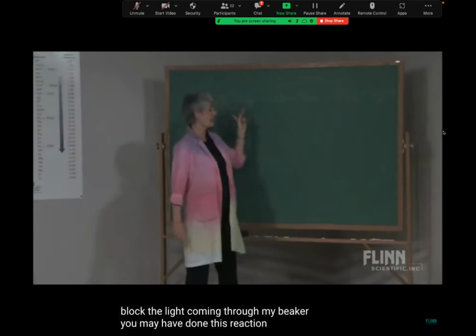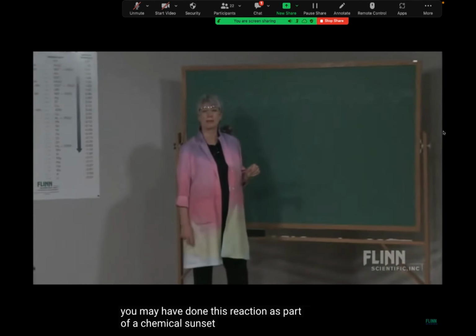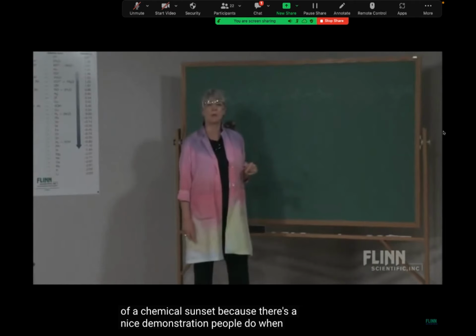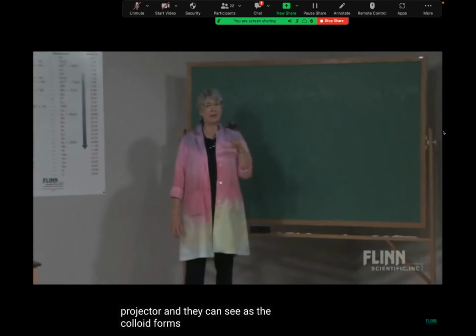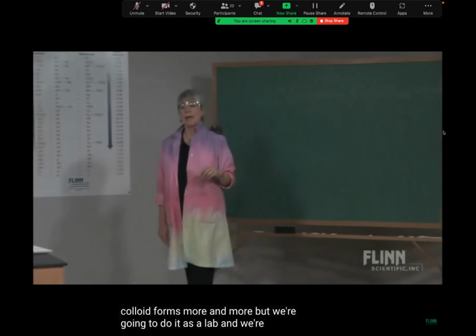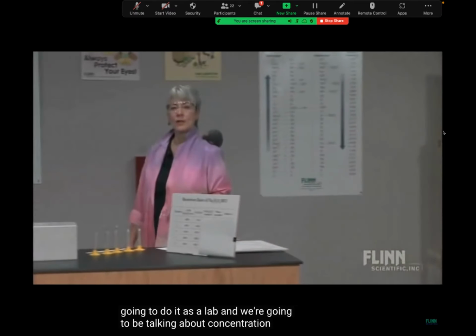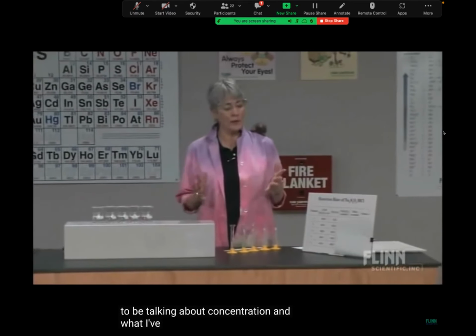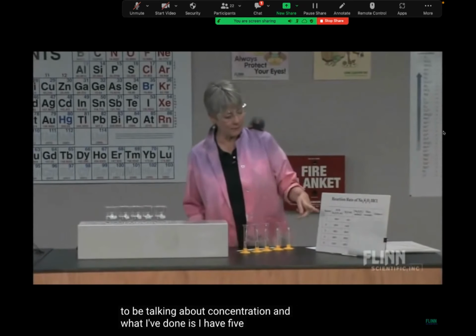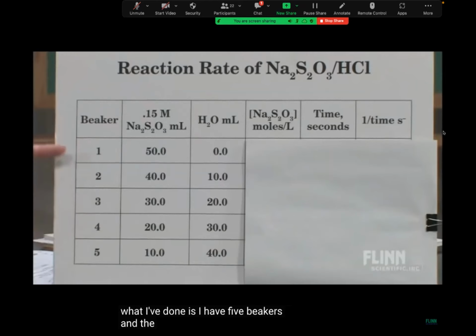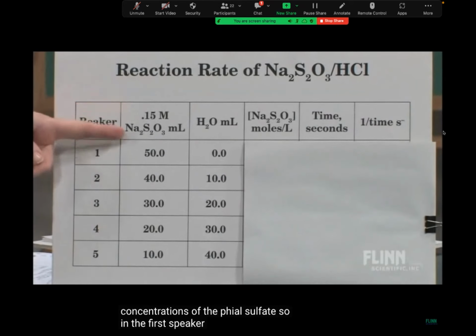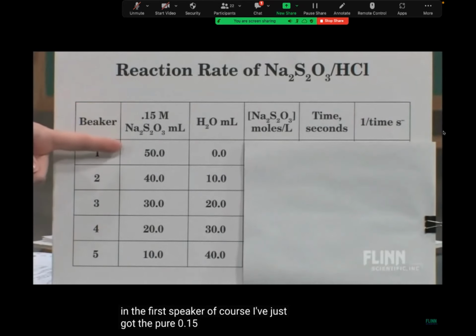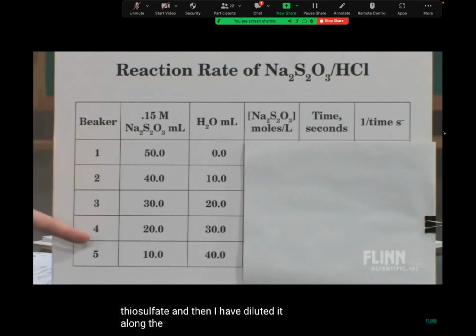You may have done this reaction as part of a chemical sunset, because there's a nice demonstration people do when they're putting it on the overhead projector, and they can see as the colloid forms more and more. But we're going to do it as a lab, and we're going to be talking about concentration. I have 5 beakers, and the beakers have varying concentrations of the thiosulfate. In the first beaker, of course, I've just got the pure 0.15 molar sodium thiosulfate, and then I have diluted it along the way.